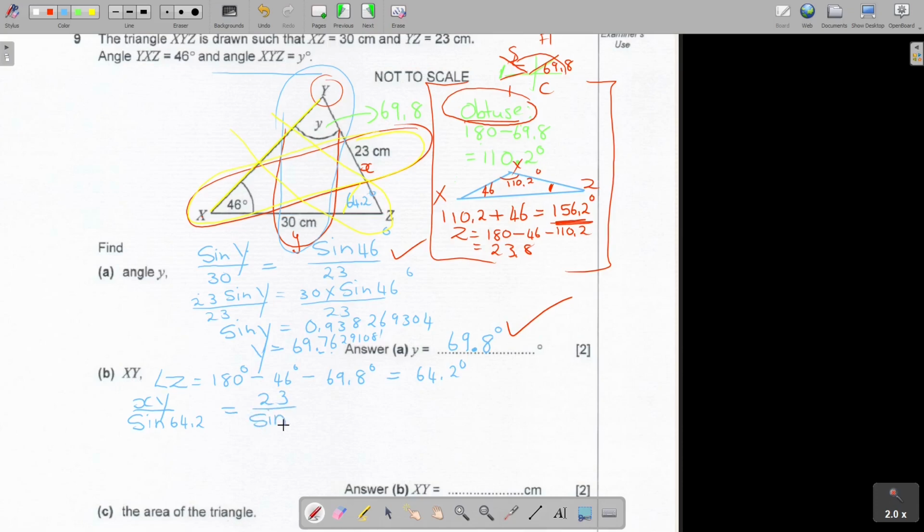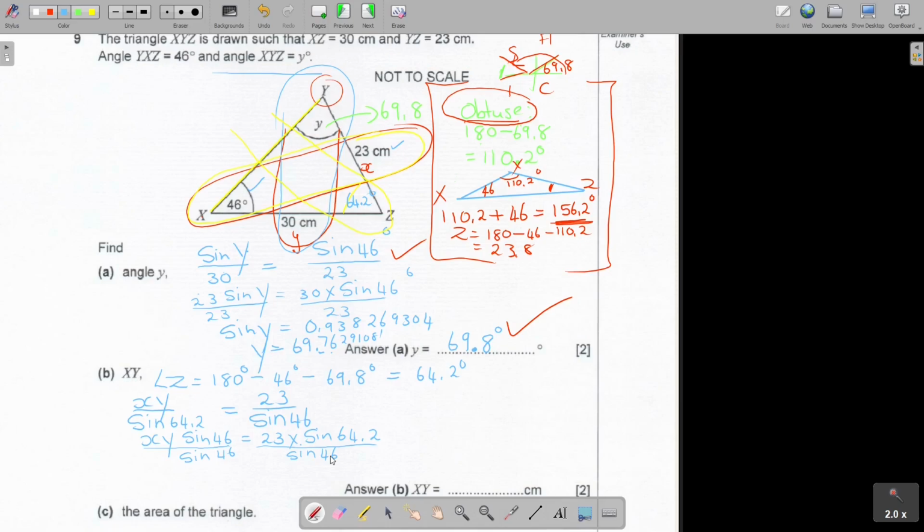You could have worked with the other one. Maybe it's good that I showed you, but I prefer that you work with the ones that they give you, the sides, the ones I marked in yellow. Then you cross multiply. So you have XY times sin 46 equals 23 times sin 64.2. Then I divide by sin 46.